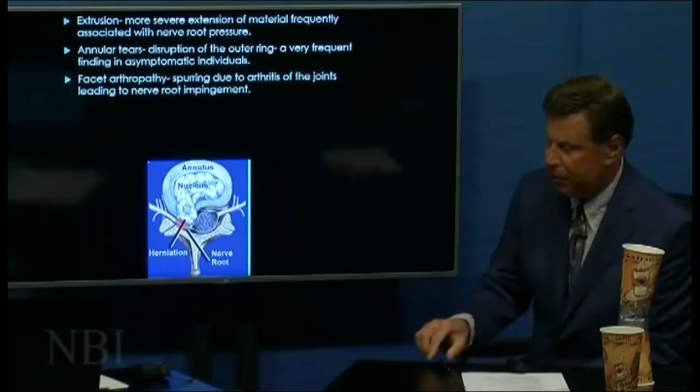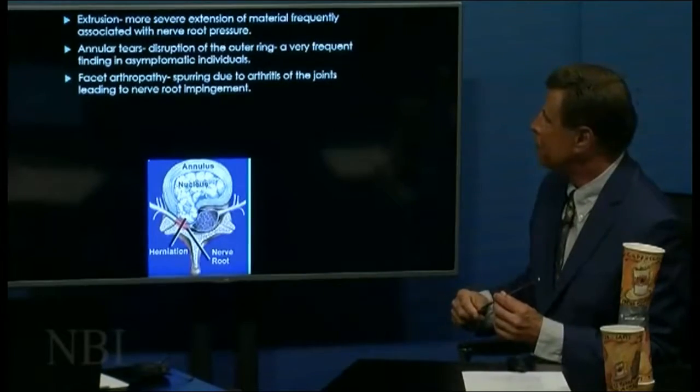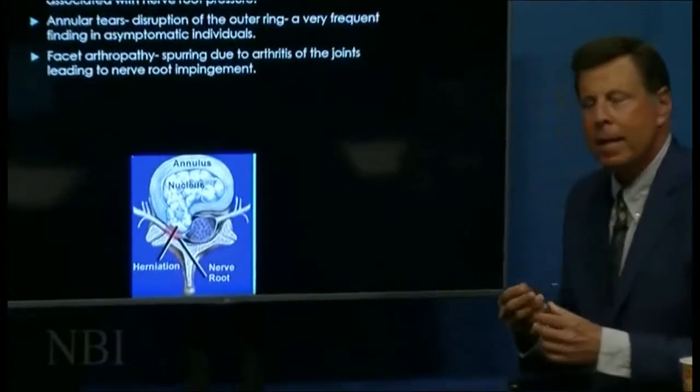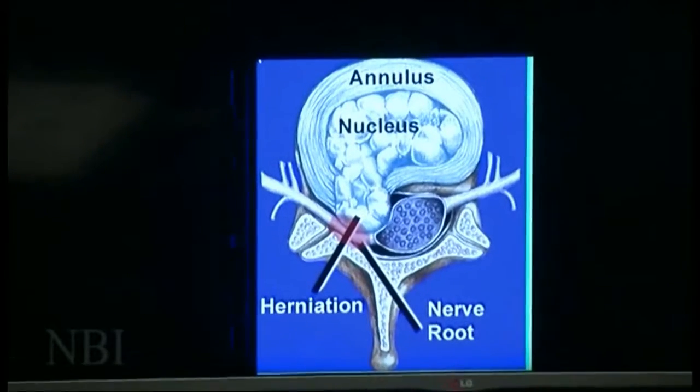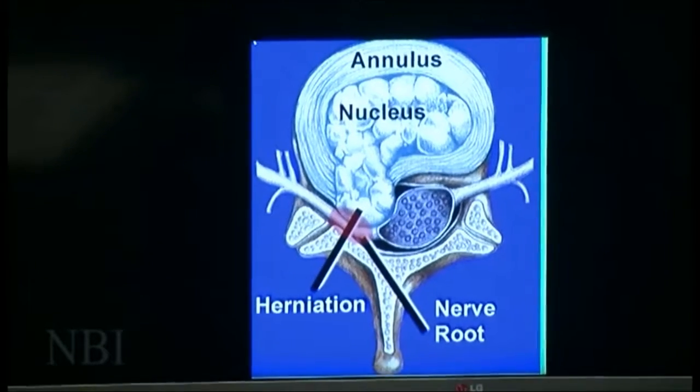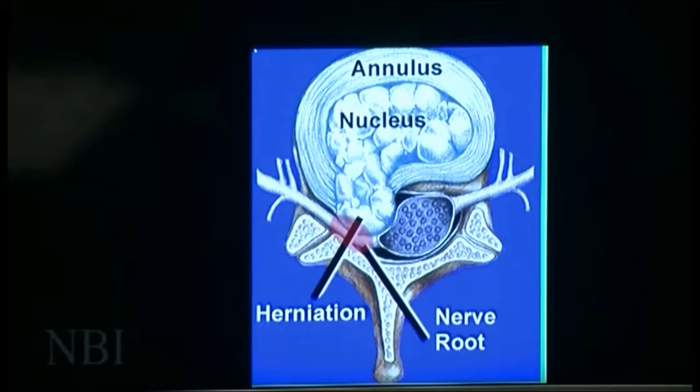An extrusion is interesting, and I have more slides. An extrusion means that the material, the nuclear material, is no longer contiguous. There's a separate blotch of it, let's put it that way, outside of the inner space. The annular tears we'll talk about, because that can be a source of pain. And again, the facet arthropathy we talked about is arthritis pain.